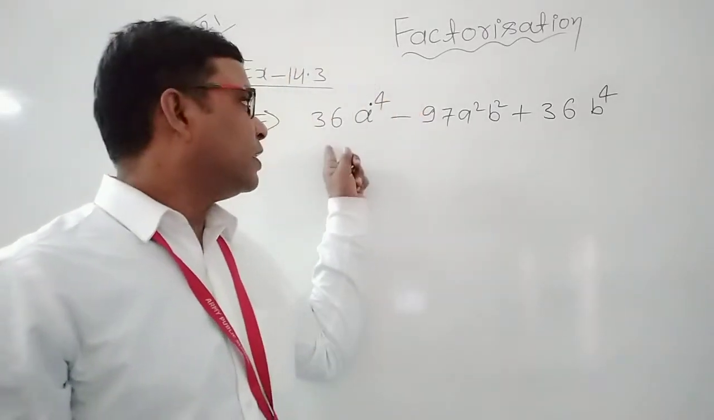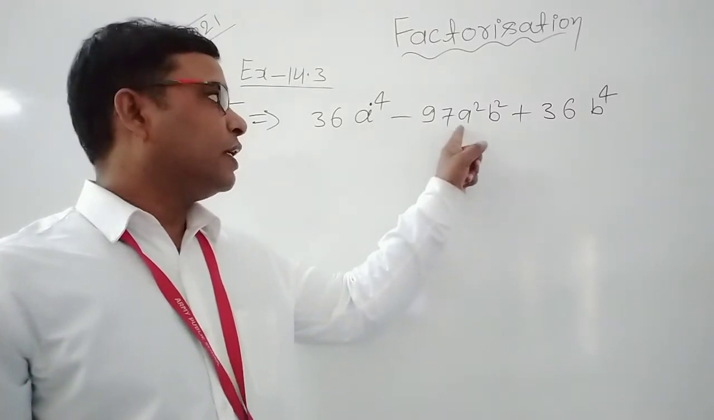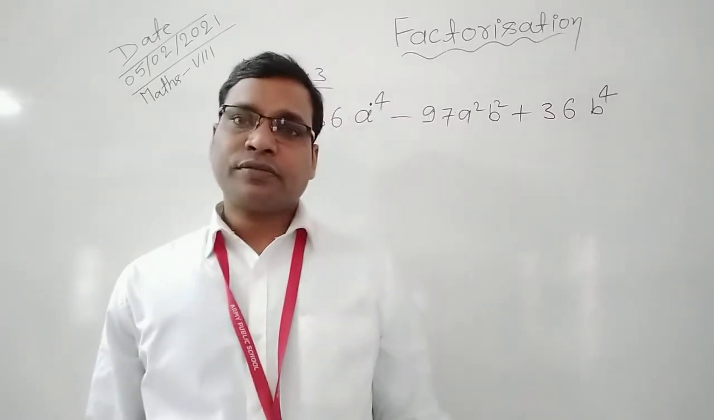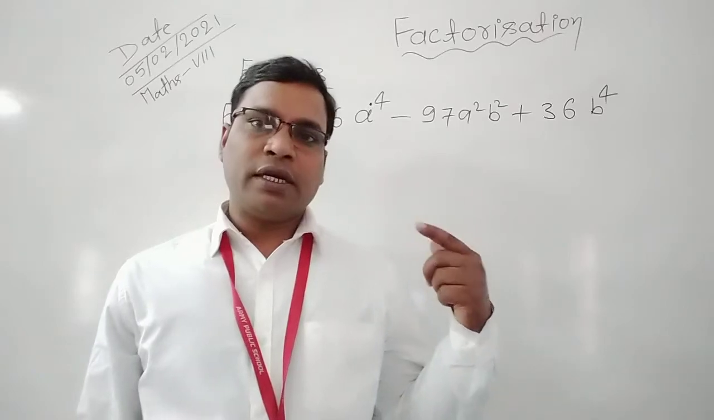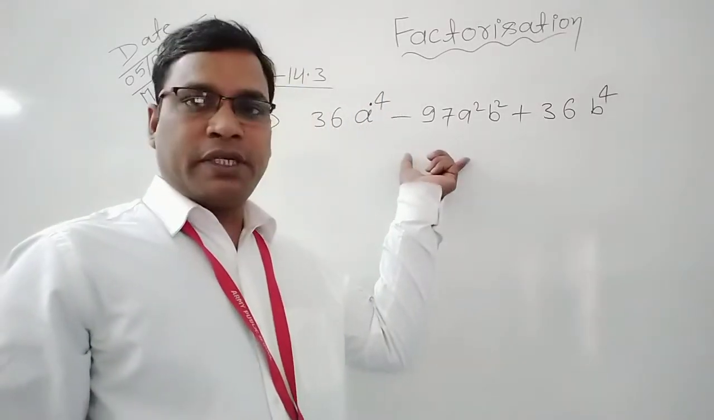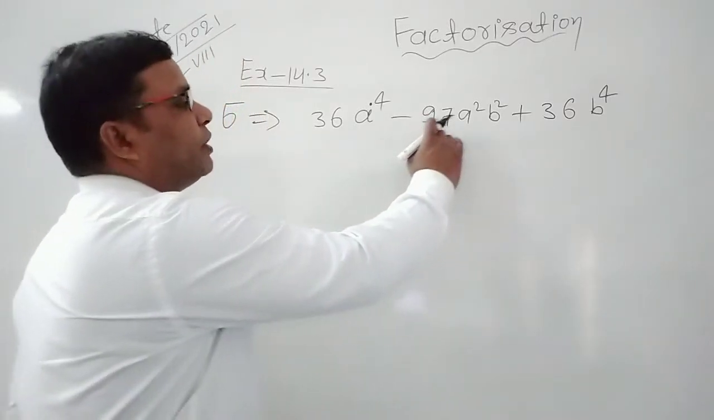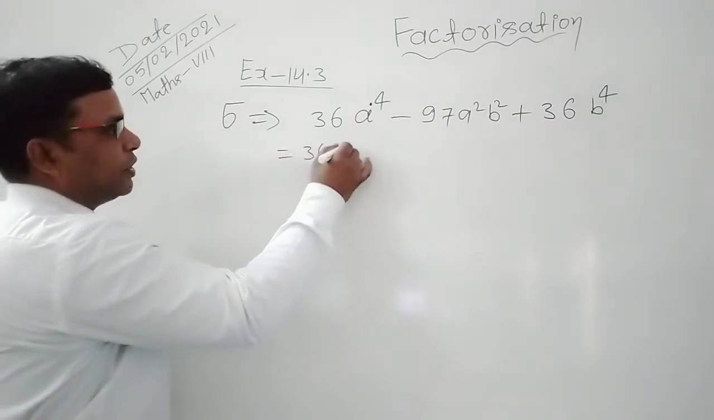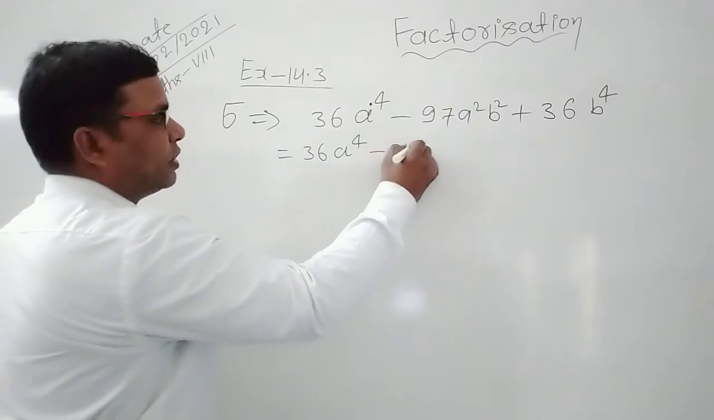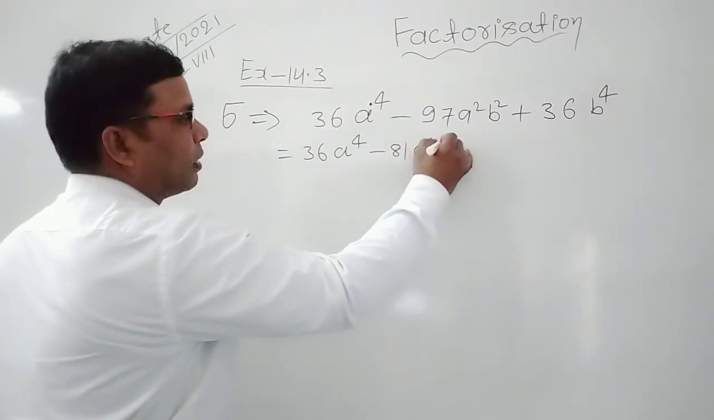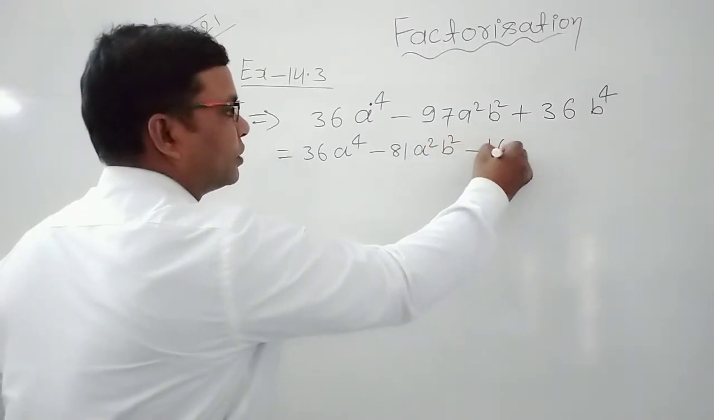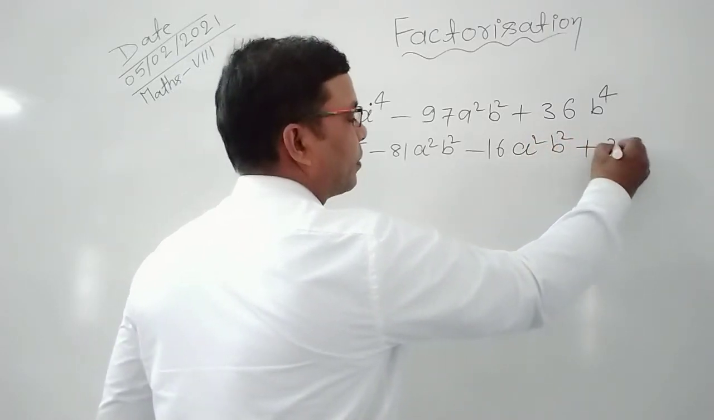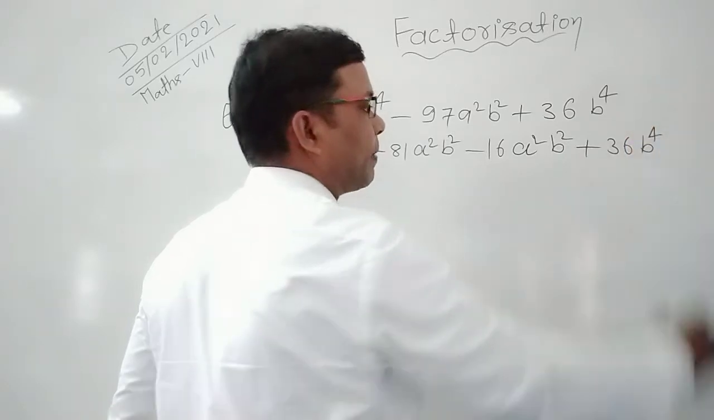You can see here 36 a to the power 4, 97 a square b square, 36 b to the power 4. This is a trinomial. So first we split the middle term and write it and group it. This is 97, you break this middle term, so you can write it as 36 a to the power 4 minus 81 a square b square minus 16 a square b square plus 36 b to the power 4. Is this clear?